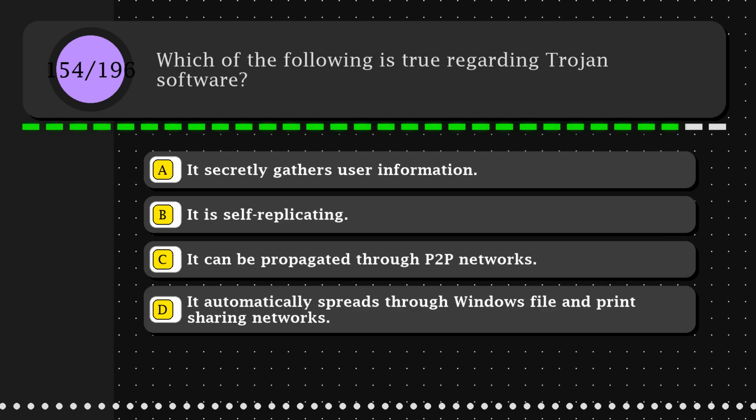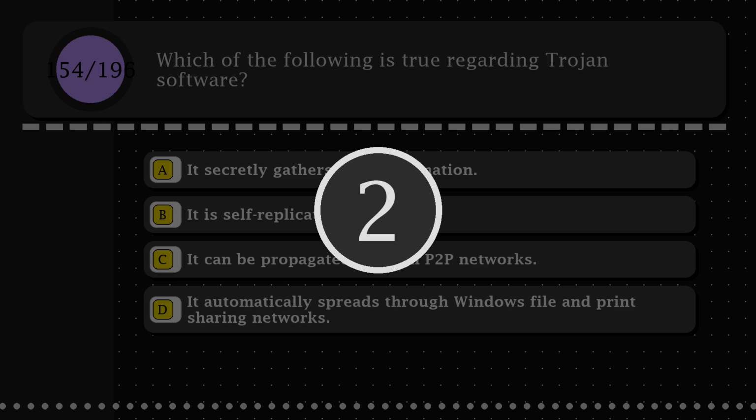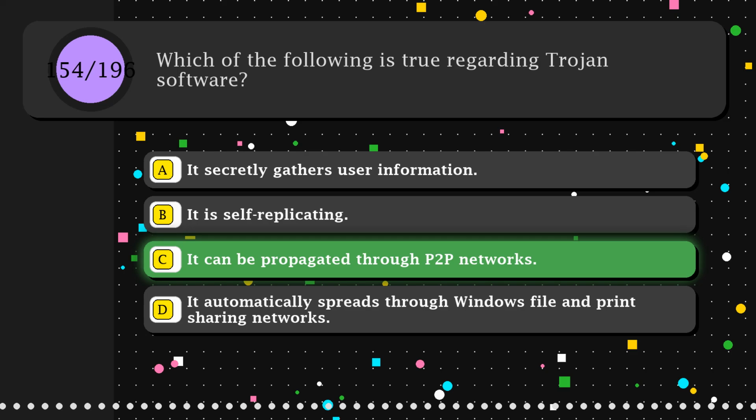Question 154. Which of the following is true regarding Trojan software? Option A. It secretly gathers user information. Option B. It is self-replicating. Option C. It can be propagated through P2P networks. Option D. It automatically spreads through Windows file and print sharing networks. The correct answer is option C. It can be propagated through P2P networks.